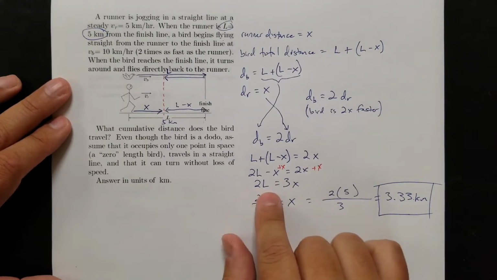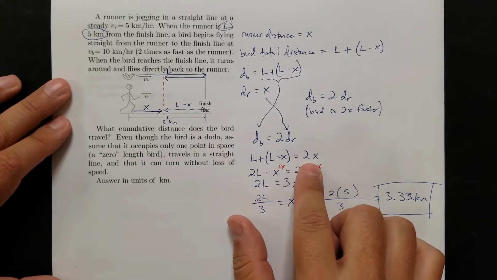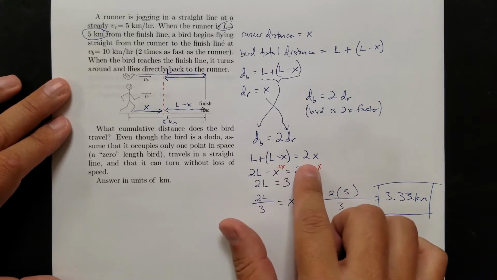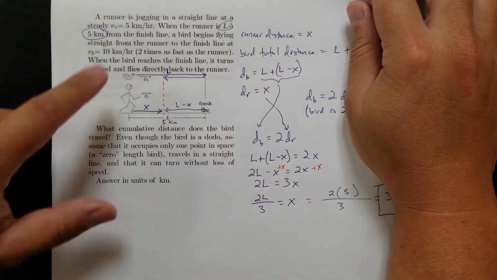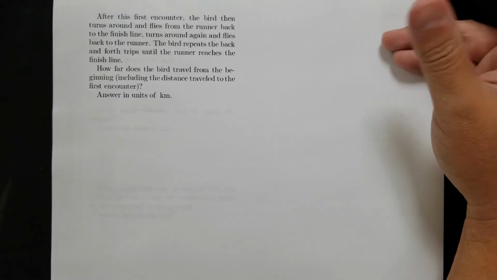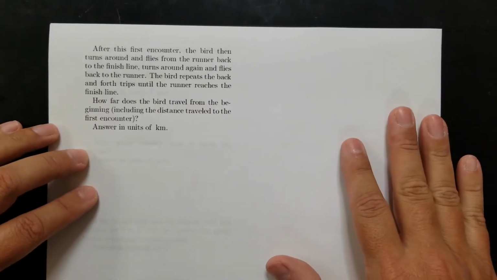You have to make a fraction with how much faster your bird is than the runner. Everybody should have this, right? You just got to look at how many times faster your bird is, and then you can plug in and solve with your L. Okay, and the second part of this is fairly easy, right?